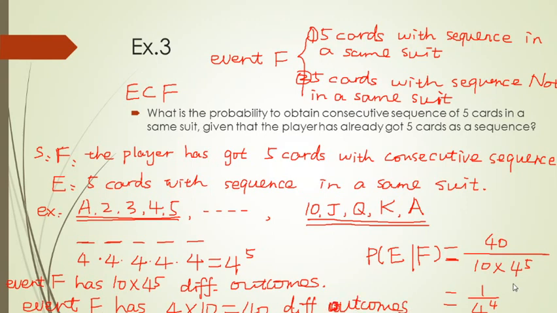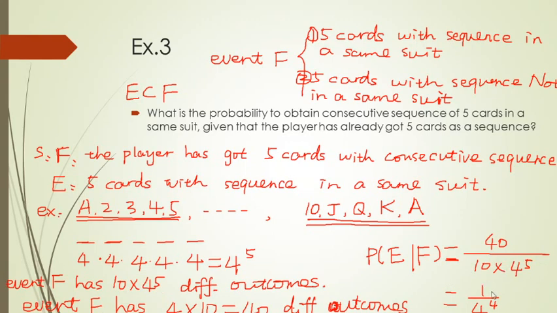And then what is the total number of outcomes in event F? We form the 5 cards with different suits. For 5 cards, each one has 4 different choices for the suit. So 4 to the 5, and totally we have 10 different sequences. So it's 10 times 4 to the 5 different outcomes. That becomes the denominator.